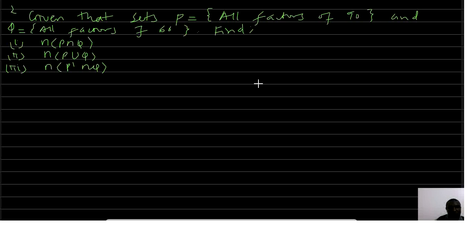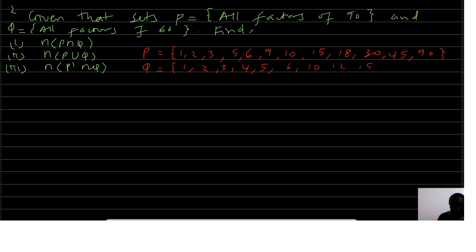Now, before we handle this question, we have to find set P and set Q. Set P being factors of 90, so we look out for the factors of 90. P is the set with the elements 1, and so on, because we are looking out for factors of 90. Set Q is a set which has factors of 60. They are 1, 3, 4, 5, 10, 12, 15, 30.